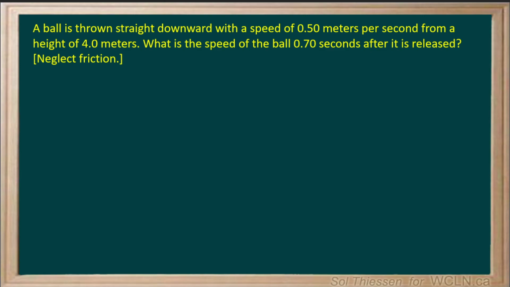A ball is thrown straight downward with a speed of 0.50 meters per second from a height of 4.0 meters. What is the speed of the ball 0.70 seconds after it is released?